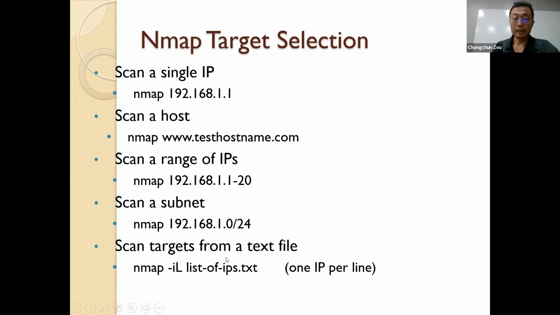You can put the targets in a text file, then just scan the IP addresses in this target list. So you don't need to scan the entire subnet. Especially if your company has a large subnet but only has fewer than 100 computers, putting those computers' IP addresses in the list will make the scan much faster.